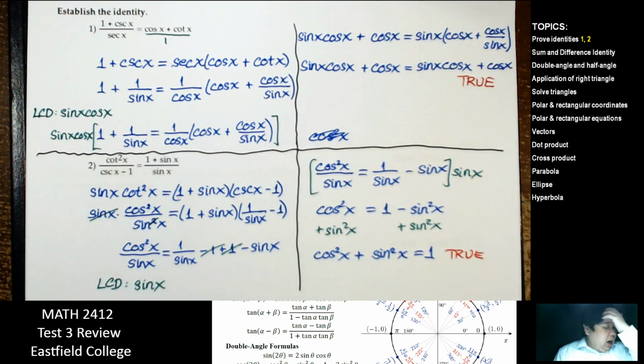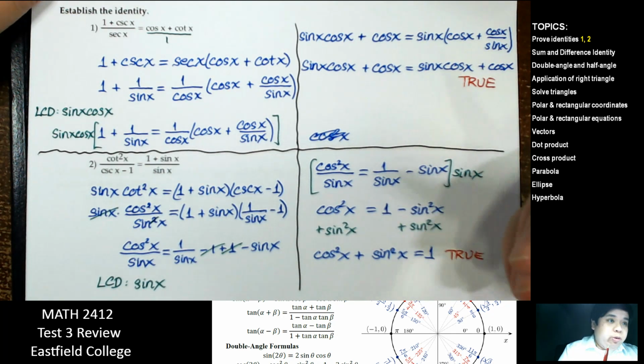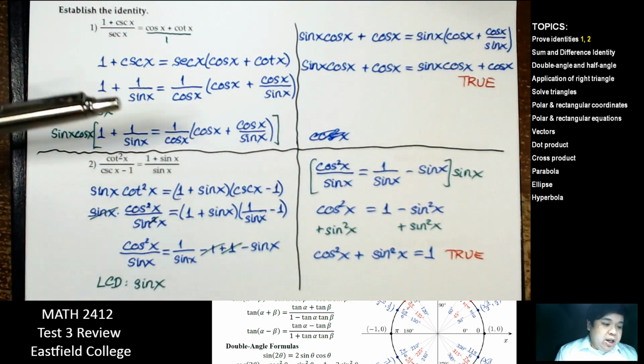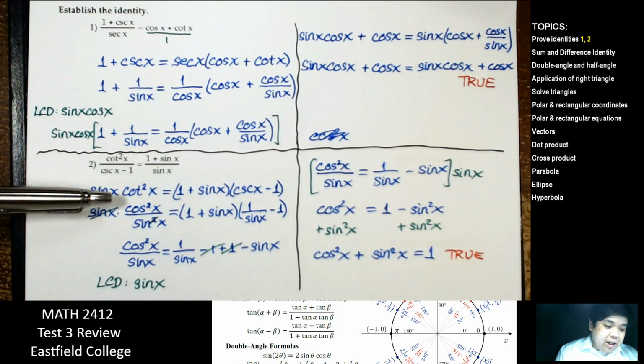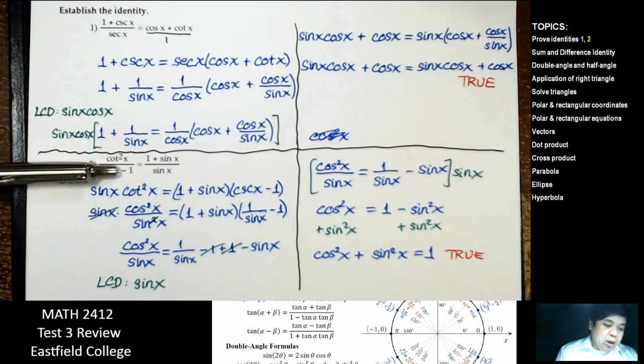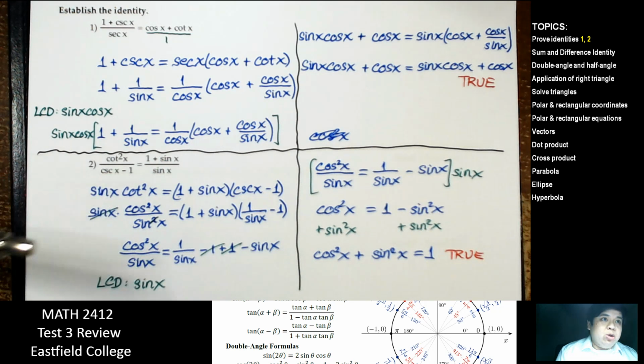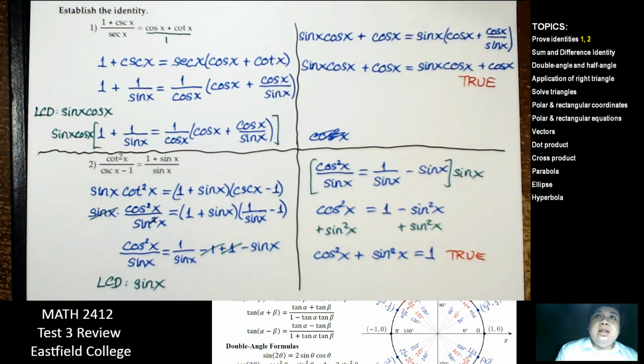Right, so that's how we usually prove identities. If there's a fraction, eliminate that. If there's something other than sine and cosine, try to put that in terms of sine and cosine. And if we have a square, more than likely it is Pythagorean identity. Right, so that's the first two, the basics of proving identities.